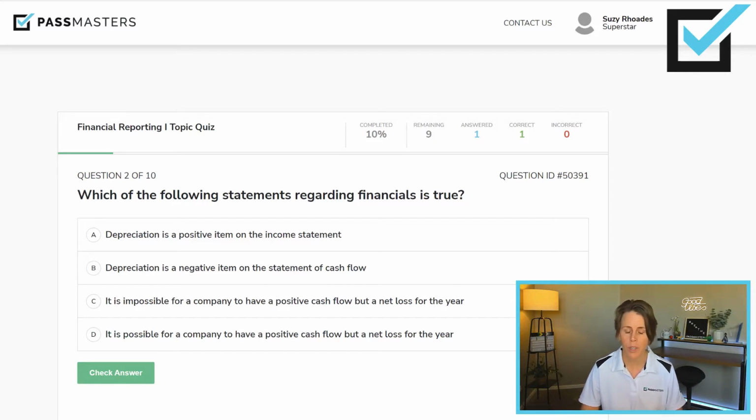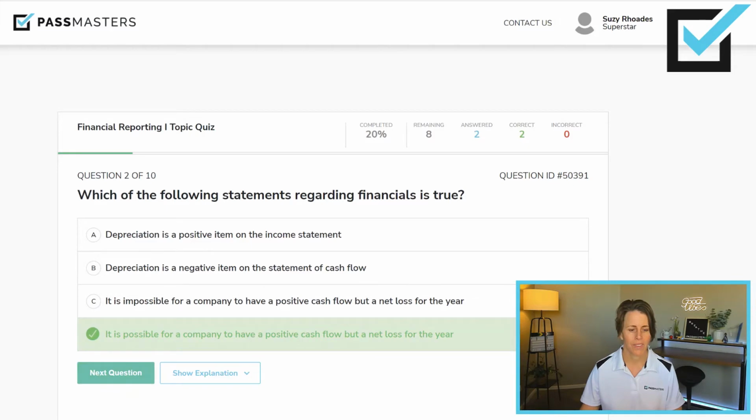It is impossible for a company to have a positive cash flow but a net loss for the year? That's false. Because of the non-cash expenses of depreciation, depletion, and amortization, it is possible for a company to have a positive cash flow, but a negative income, a net loss for the year. So the test loves you to know that depreciation, depletion, and amortization are add back items on the statement of cash flow. They are negatives, expenses on the income statement.